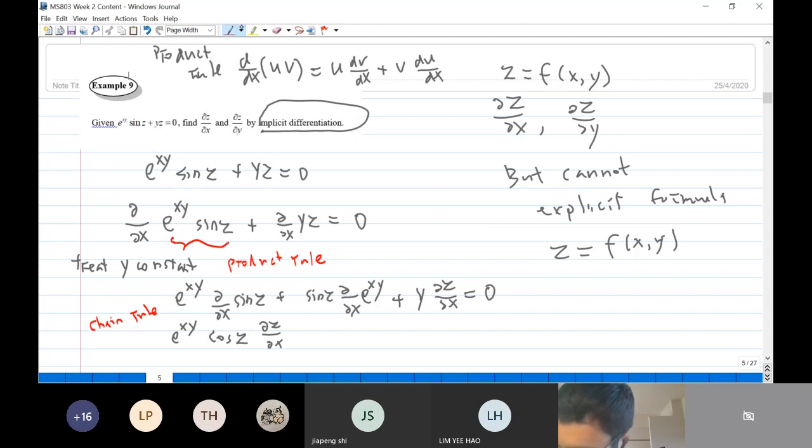Then the second term, sine z. Differentiate with respect to x here. The y is constant now. So okay, e^(xy): you differentiate e^(xy), your y is constant now. You get e^(xy), then differentiate xy with respect to x, you get y. Okay, then y dz/dx.